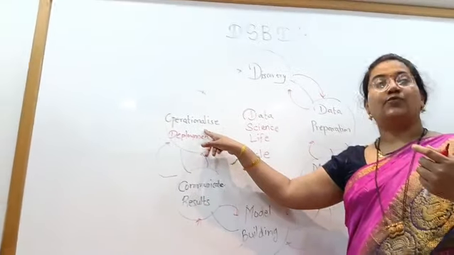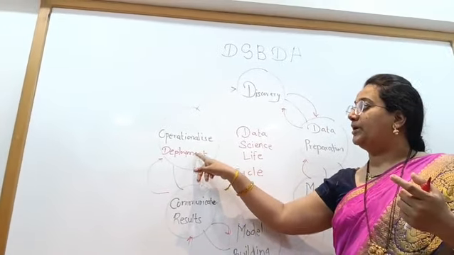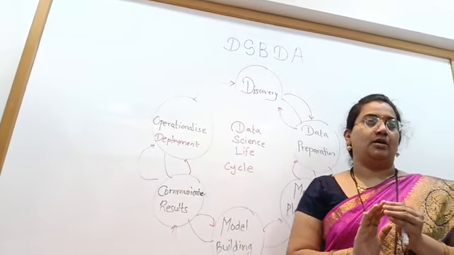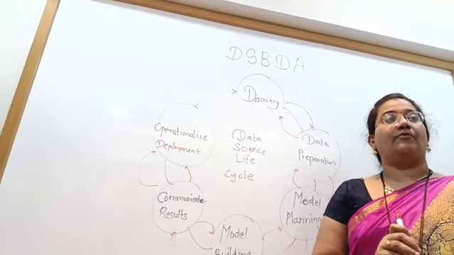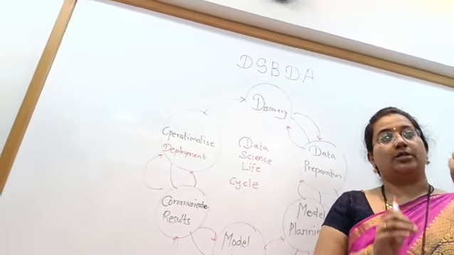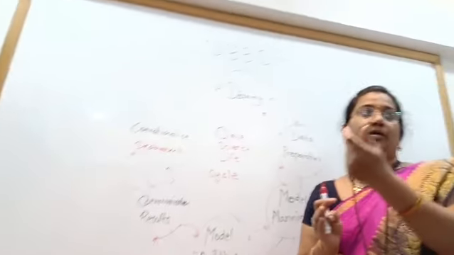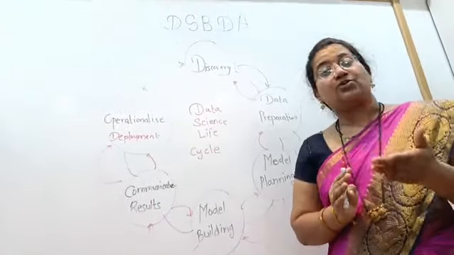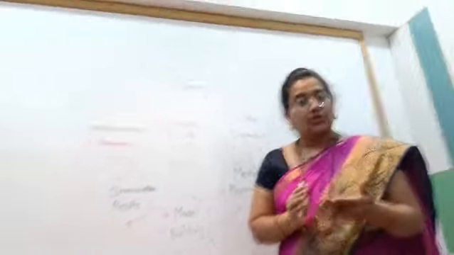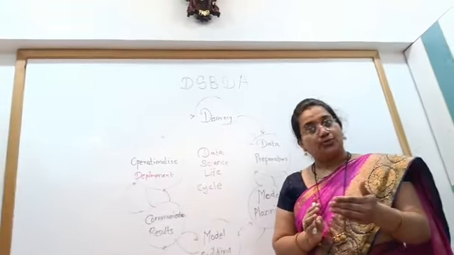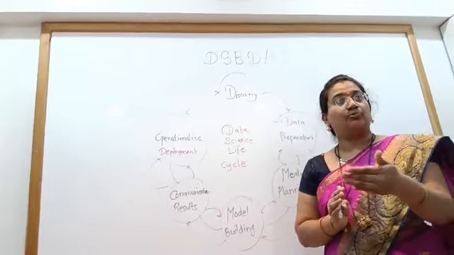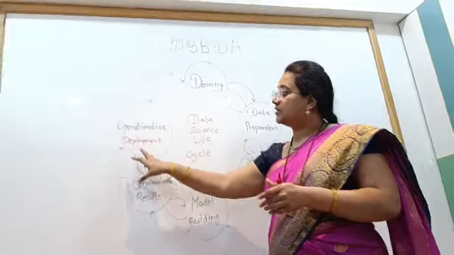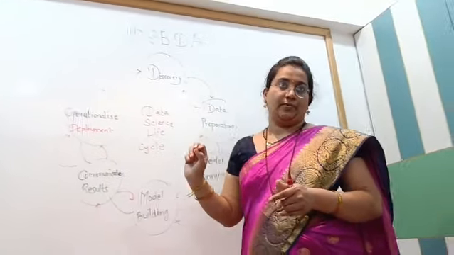Then the last and important phase is deployment, or operationalize. Here we take action on the result. Suppose a student has less attendance. If a student has less attendance, they will get fewer marks in mathematics. So what do we do? We take extra lectures, remedial lectures for that student. We monitor that student. We take another test, a repeated test of that student. This takes place in this phase, the deployment or operationalize phase.